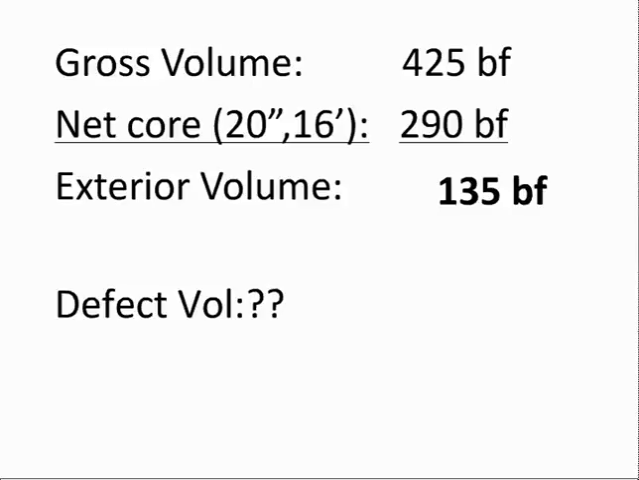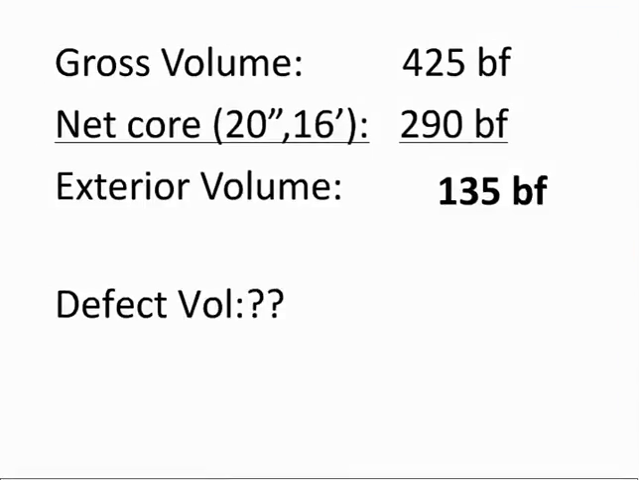Okay, so what I know is that the gross volume, the whole log, is 425. The core, that's solid wood, is 290 board feet. If I subtract those two, the donut volume is 135. That's that exterior donut of 135. Now, only a third of that is really defect, right? So that's what I've got to calculate next. So the defect volume will be a third. That donut volume divided by 3 is 45 board feet. That is all that is defective in that whole log.